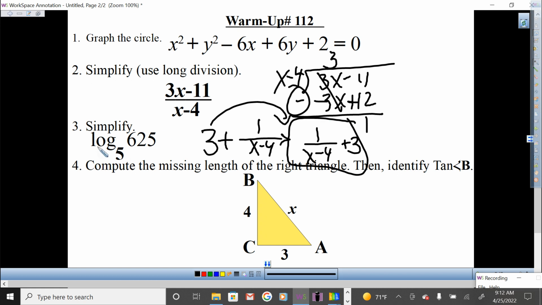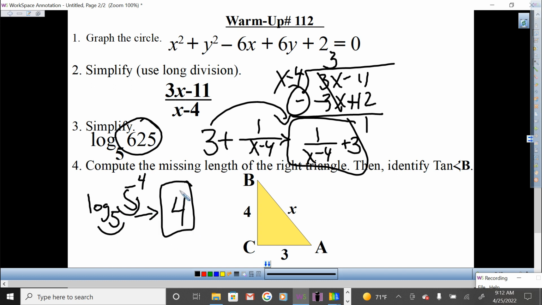Let's go to number 3, log base 5 of 625. So we're going to try and write 625 in base 5. So that is log base 5, 5 to the what gives us 625. 5 times 5 is 25, times 5 that's 125, times 5 that's 625, so that's 5 to the 4th. If this is the same as this, therefore this is 4. And if you got that, okay.